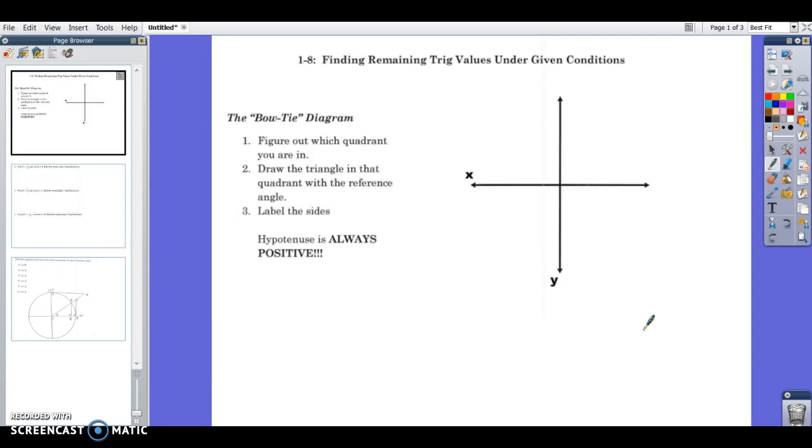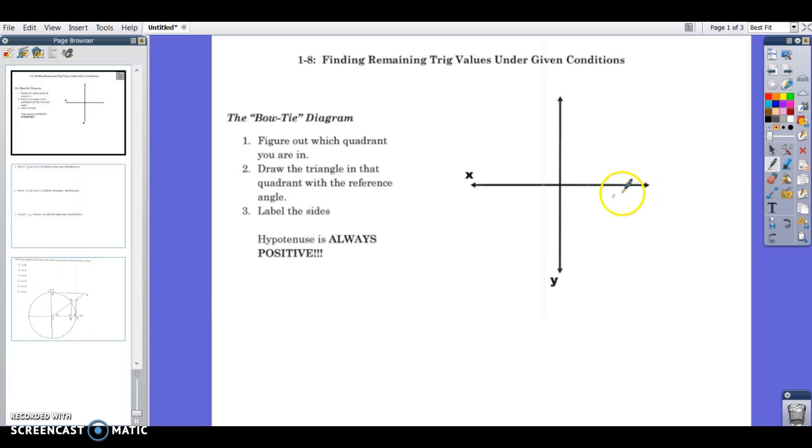I like to call this the bow tie diagram because when you draw it all out, it kind of looks like a bow tie. So here's what you're going to want to do. Again, the visual really helps when you are solving these types of problems. The first thing you want to do is figure out which quadrant the angle you're dealing with is in. Then draw the triangle in that quadrant with the reference angle, and then label the sides. The key thing to remember here is that the hypotenuse is always positive. That's going to be super important.